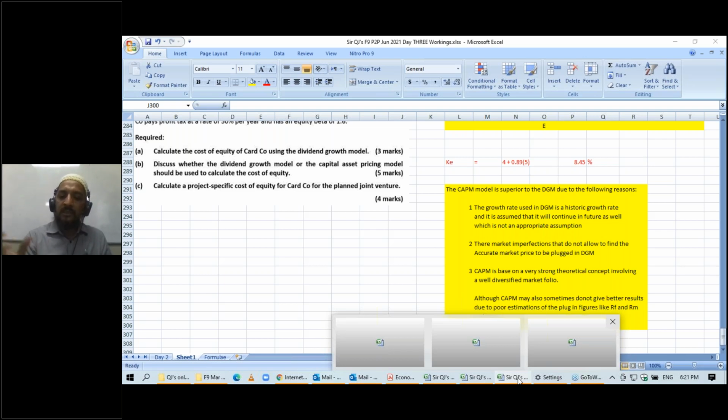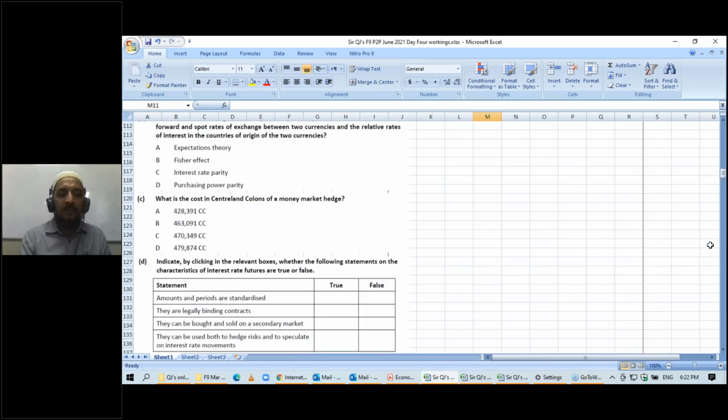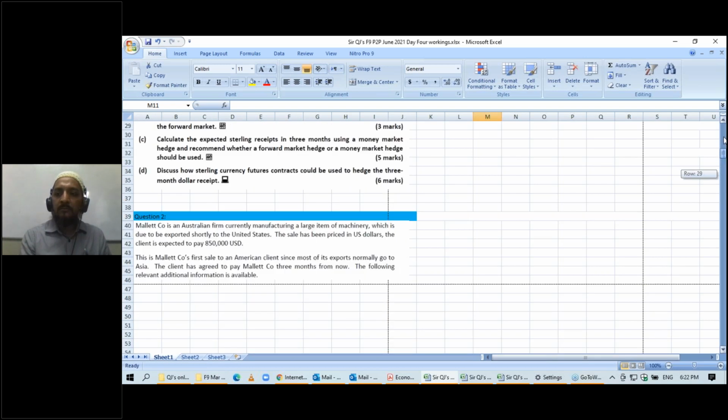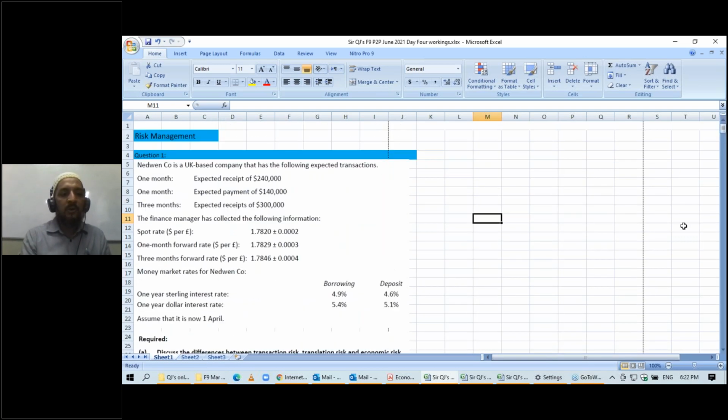And tomorrow we'll be doing some risk management work at the beginning and then business valuation, because we won't be able to finish the risk management work today. So we'll start today and then end tomorrow, and then we'll do the business valuation and other areas. Okay, so let's start with risk management work. So there you go. This is the worksheet for day number 4, risk management worksheet, and the question is Nedwin company.